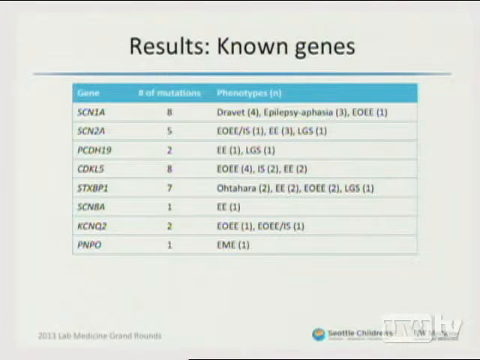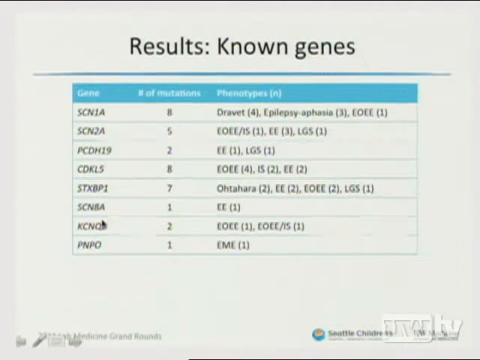So this is just a list of those 8 genes where we did find mutations in one or more patients. And as you can see, we found mutations in SCN1A. 4 of those patients are Dravet Syndrome patients, as expected, but we find some different phenotypes as well, which is interesting to follow up. And then I guess the other one of interest maybe is SCN8A.